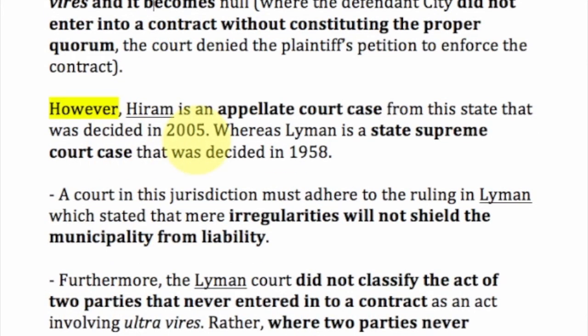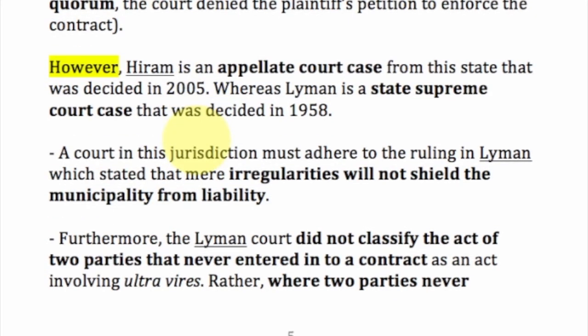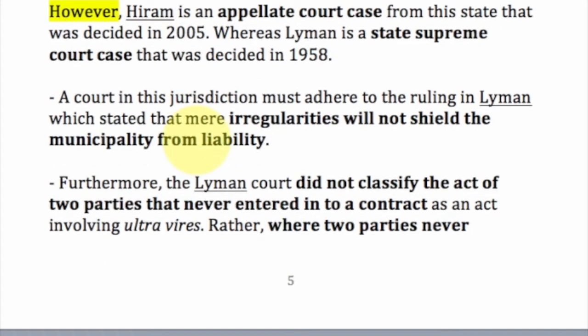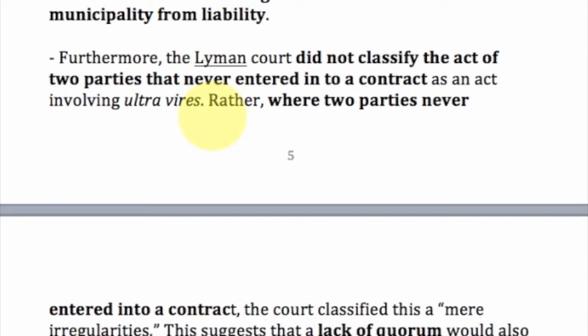And you can say that, hey, Hiram's appellate court case goes against Lyman, which is the state Supreme Court case. And also in Lyman, we had irregularities that did not shield the municipality from liability. Of course, we already mentioned that. So you must state how a court in that jurisdiction must adhere to the ruling in Lyman. It must adhere to it, because that's the controlling law. And also in Lyman, you had a situation where two parties never entered into a contract, and that court never classified that act as being ultra vires.